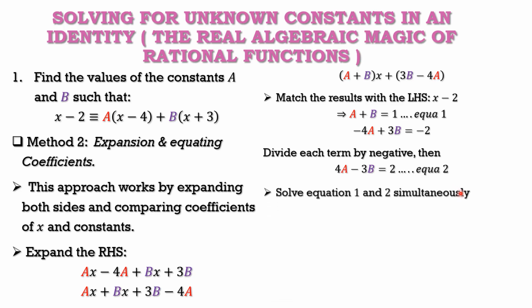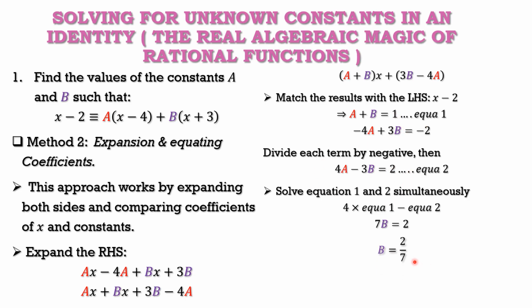So solving equation 1 and 2 simultaneously means that here I'm going to use elimination format. I'll multiply equation 1 by 4 because I want to eliminate a. So when we multiply equation 1 by 4, we are going to get 4a plus 4b equal to 4. Then 4a minus 4a will give us 0. So a is eliminated. Then 4b plus 3b will give us 7b. Then here 4 minus 2 will give us 2.